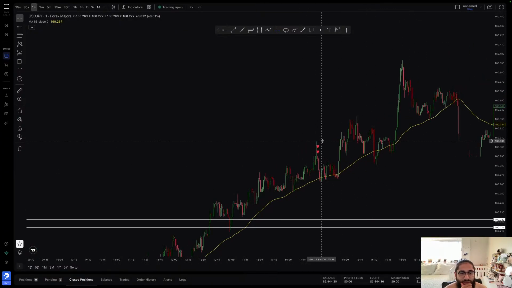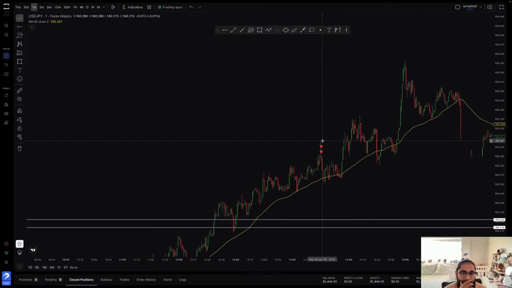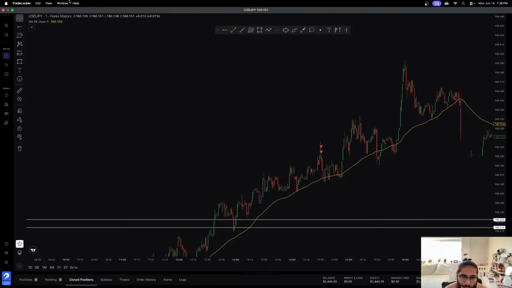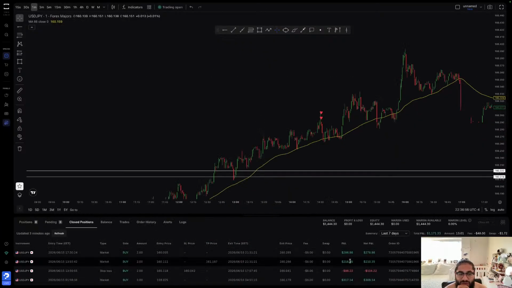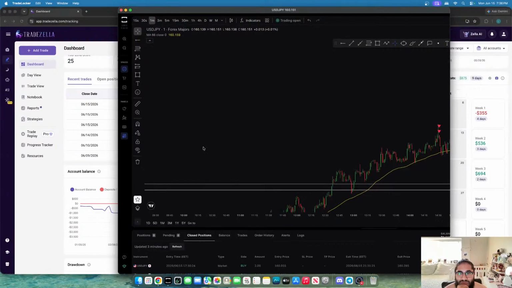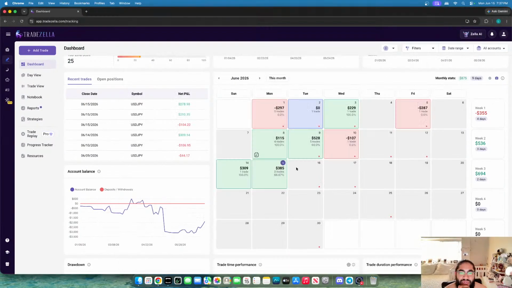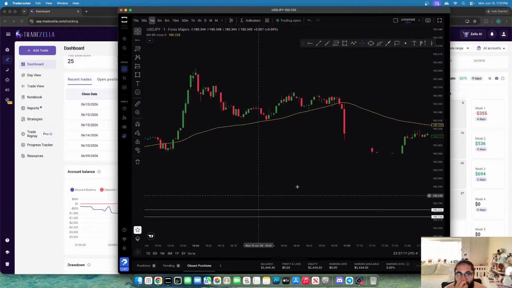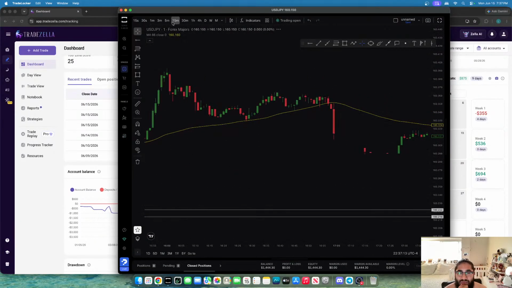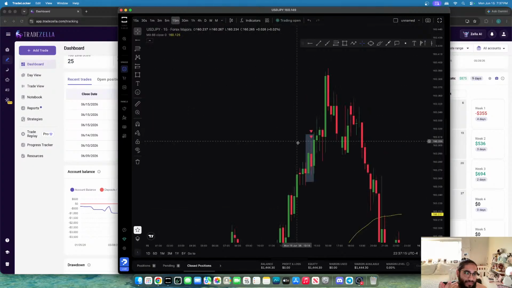Which again, I could have made maybe 500 more, maybe 600, right? I think I closed out with, what was the total? 385. So yeah, if I would have held to the max, I probably would have made a good $500.